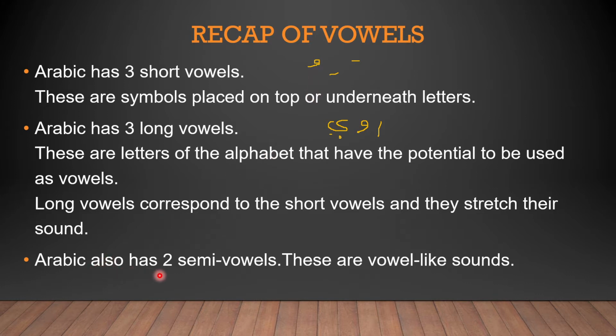Arabic also has two semi-vowels. These are vowel-like sounds. We learned this in the last lesson. It's a fatha before a ya or a waw. Remember aw, as in baw, and ay, as in bay. Fatha before a ya, fatha before a waw. These are the semi-vowels, the aw or the ay sound.